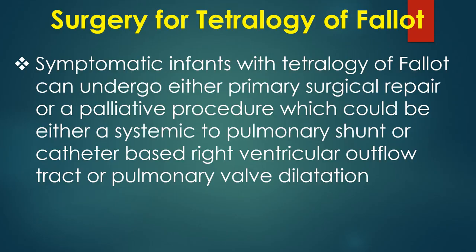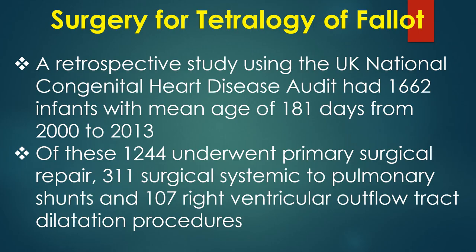Symptomatic infants with tetralogy of Fallot can undergo either primary surgical repair or a palliative procedure, which could be either a systemic to pulmonary shunt or catheter-based right ventricular outflow tract or pulmonary valve dilatation. A retrospective study using the UK National Congenital Heart Disease Audit had 1,662 infants with mean age of 181 days from 2000 to 2013. Of these, 1,244 underwent primary surgical repair, 311 surgical systemic to pulmonary shunts, and 107 right ventricular outflow tract dilatation procedures.